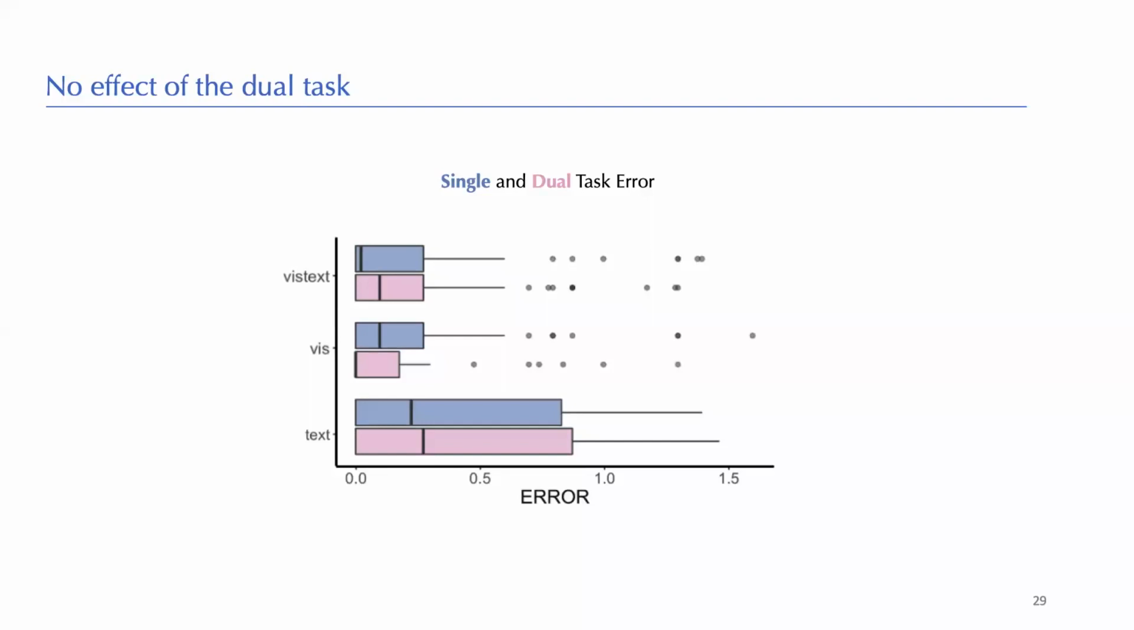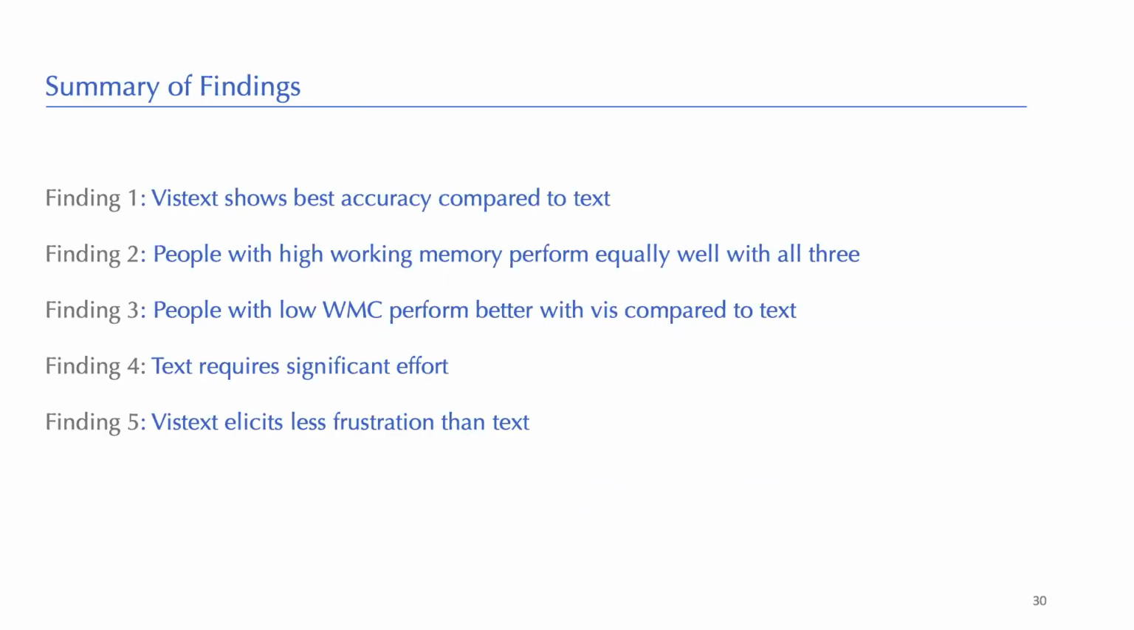Finally, when analyzing data for the dual task, we found no significant differences in the single task and the dual task. We believe that this was due to a ceiling effect caused by the already high difficulty of the Bayesian task. Still, our findings point to evidence that, contrary to our initial beliefs, combining text and visualization for Bayesian reasoning does not increase cognitive load.